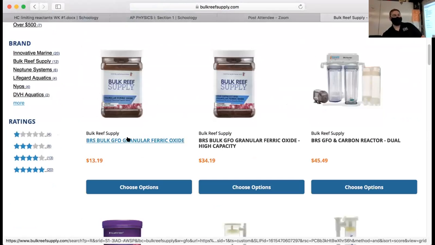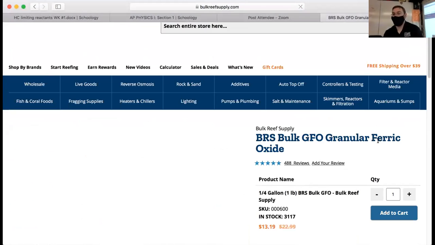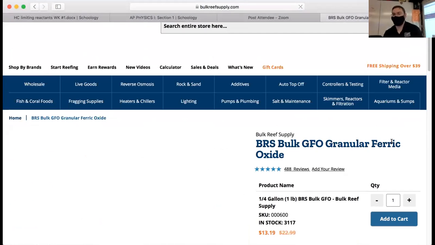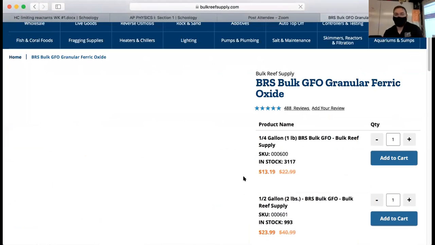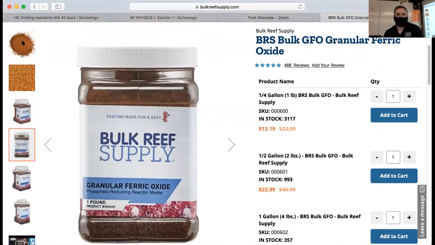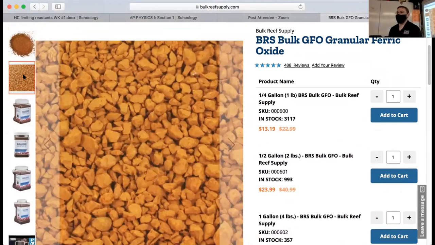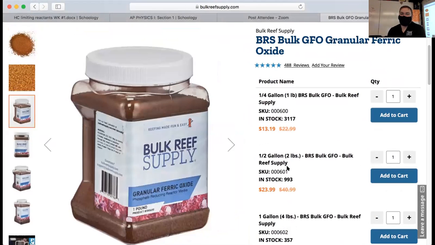I buy this product here. It says granular ferric oxide. Well, ferric is the element iron; the symbol for iron is Fe. And it looks like this. It's a finely powdered granular product. Iron oxide is rust. I buy bottles of rust and it's fairly expensive.